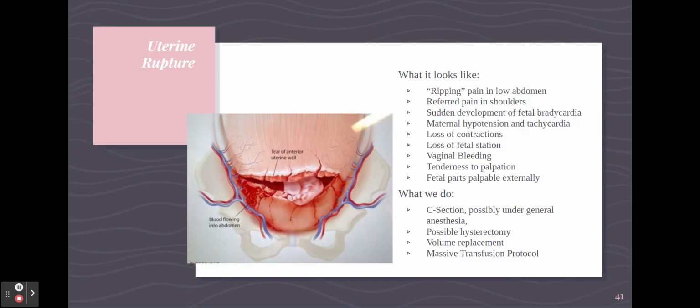So what it looks like, a uterine rupture will feel like ripping pain in the lower abdomen. It sometimes refers to the shoulders because of the nerve pathways. And you'll have a sudden development, usually of fetal bradycardia. You might even see a sinusoidal pattern because the baby is now losing oxygen. Maternal hypotension and tachycardia. What you will palpate initially is weaker contractions and finally no contractions. You might actually palpate fetal parts in the abdomen, depending on the size and location of that rupture.